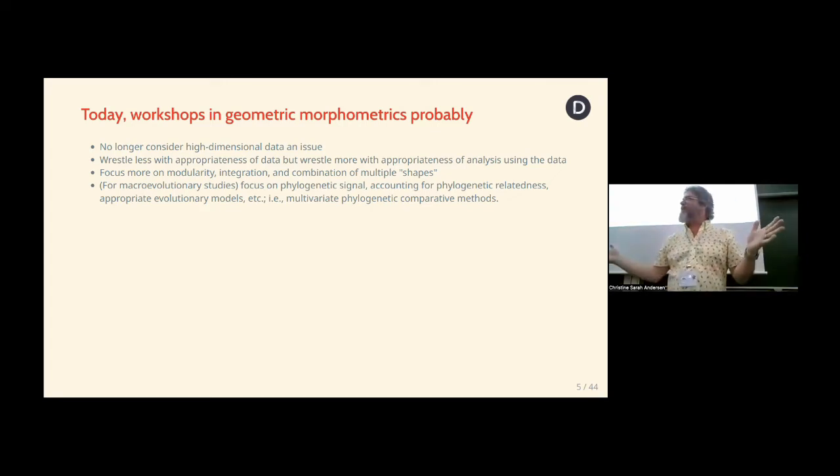Now we go the opposite way, right? We use more information. So we wrestle less with the appropriateness of the data, but more with the appropriateness of the analyses we use with the data. And we focus on things like modularity, integration, combinations of multiple shapes, and phylogenetic comparative methods, things like phylogenetic signal, how to perform phylogenetic generalized least squares. These things were never part of the workshop experience 20 years ago, but they're prominent parts today.